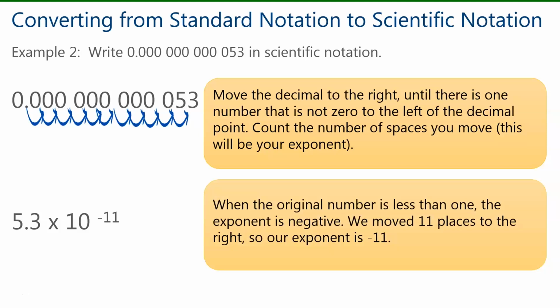And when the original number is less than 1, the exponent is negative. We moved 11 places to the right, so our exponent is negative 11.